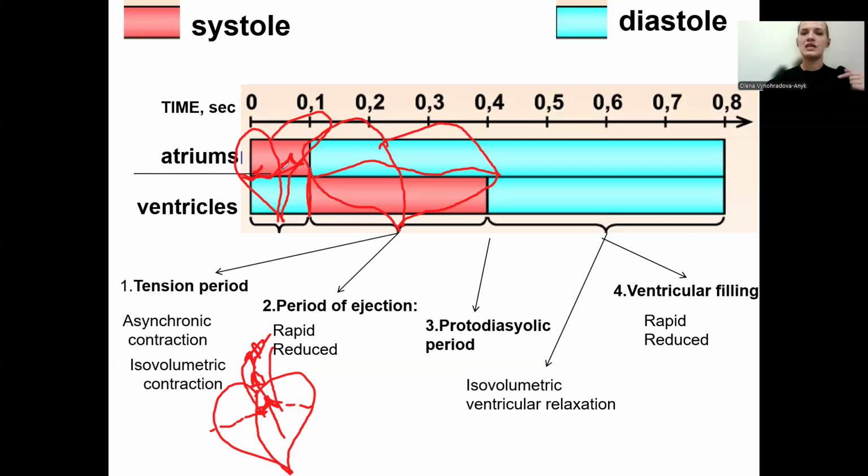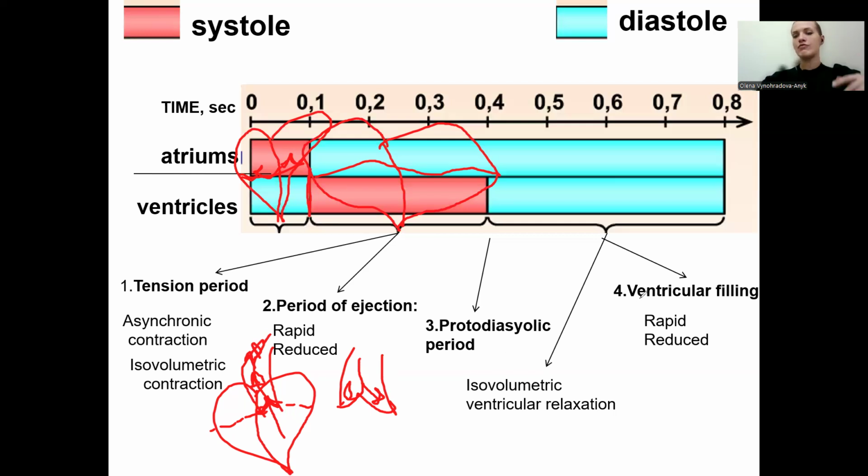The second sound we hear when blood is ejected into the vessels, into the arteries, and blood moves up. Afterward, blood wants to turn back. And when blood tries to turn back, the semilunar valves will be closed. Semilunar valves will be closed, and again we hear a new sound. This is the second sound, or dub sound.